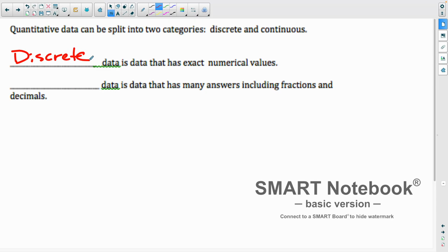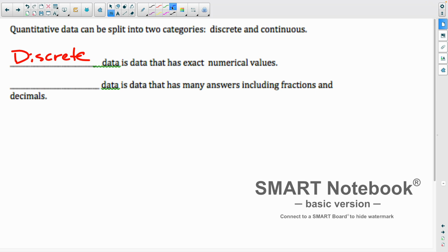Again, if you want to draw arrows, you can draw arrows. I don't care. Okay? Discrete data there, and it's exact numerical values. Anybody think of an idea that would have discrete values in it?